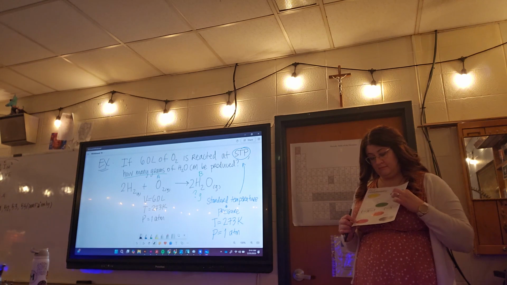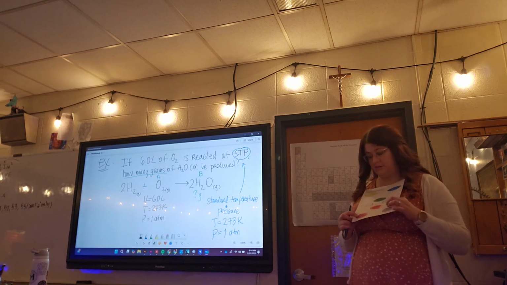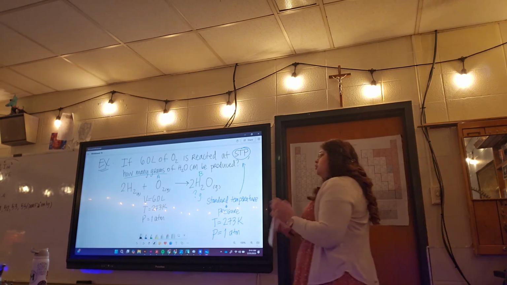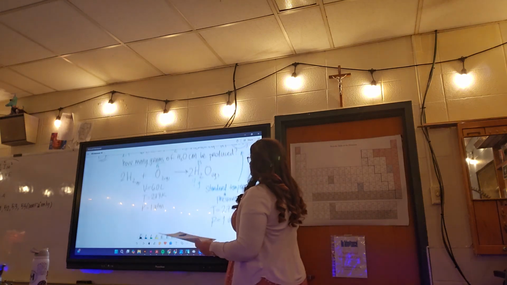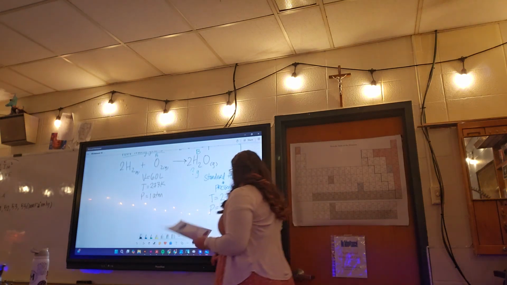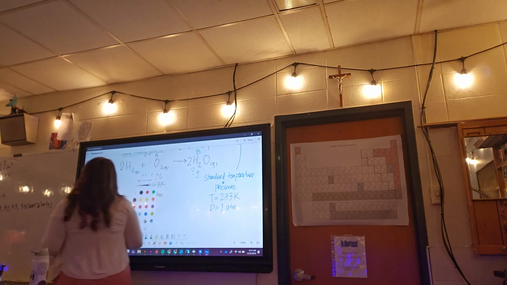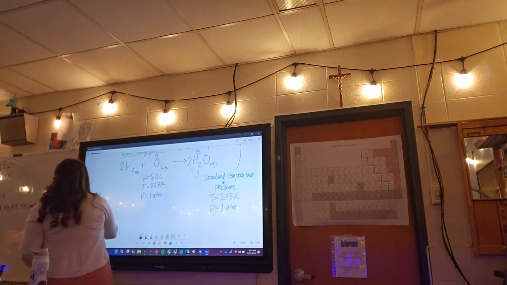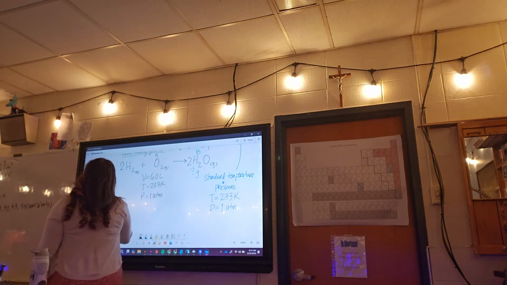Purplish. The pink one. Yes, the pink one. Okay, so let's just do what our flow chart tells us to do then. So the first step is to figure out the number of moles of substance A. We will do that by using the ideal gas law.